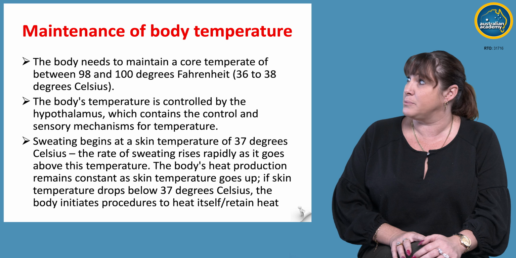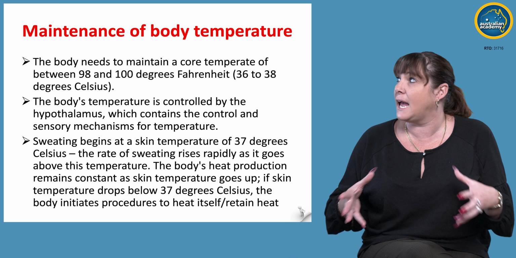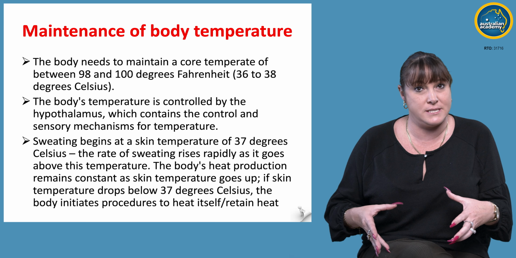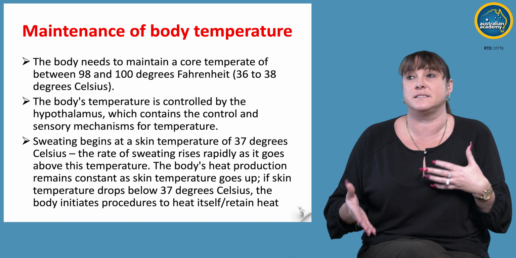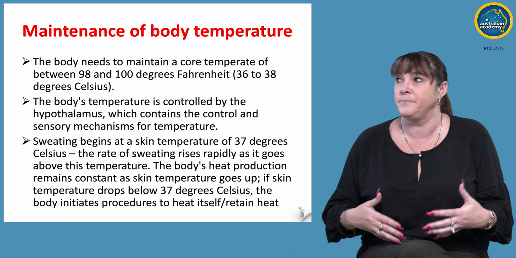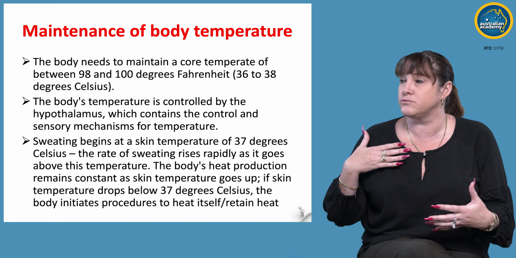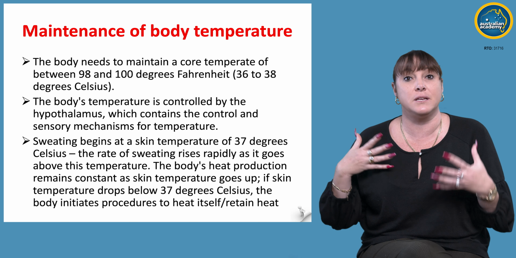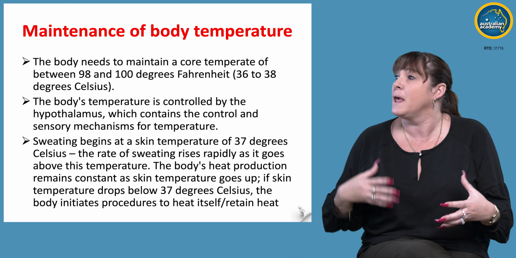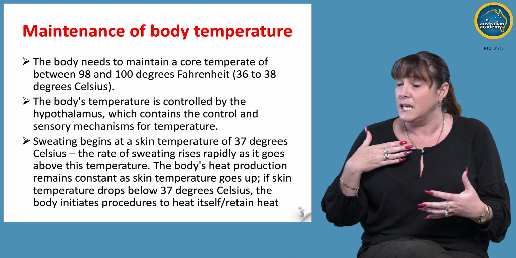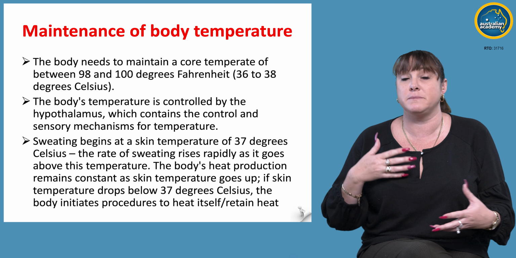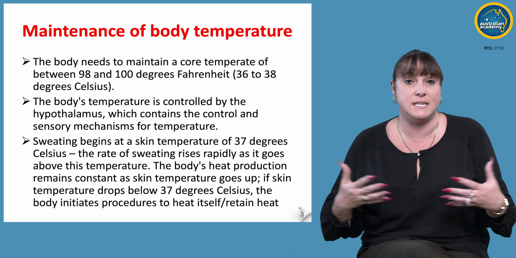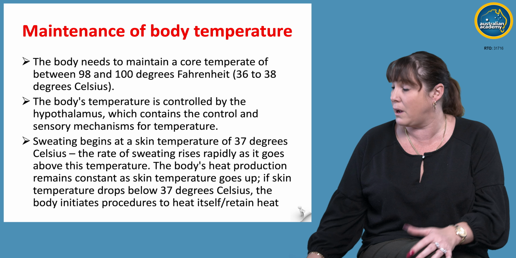Maintenance of the body temperature. So we need to maintain around 36 to 37 degrees as a healthy body system. So we have to ask ourselves, how are we going to do that? We're going to do it by controlling the hypothalamus through the endocrine system. We're going to make sure that the client is wearing correct clothing for the weather. We're going to make sure that the environment is at a safe and stable temperature as well.